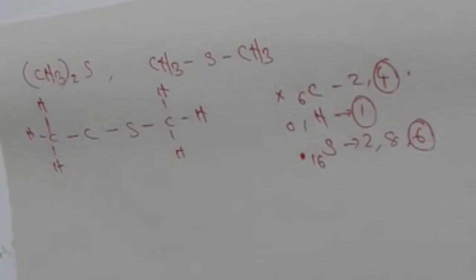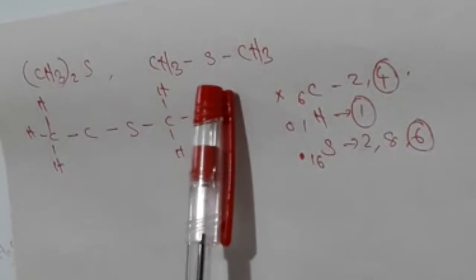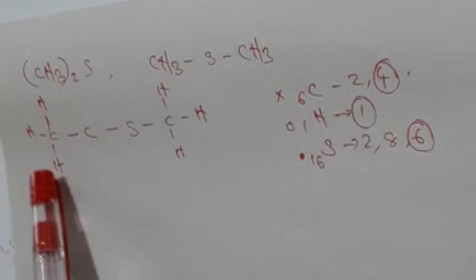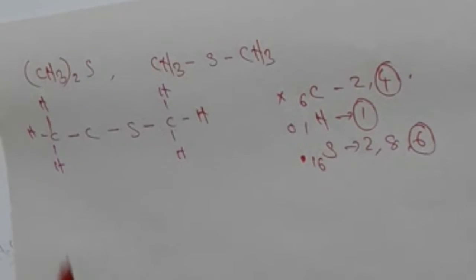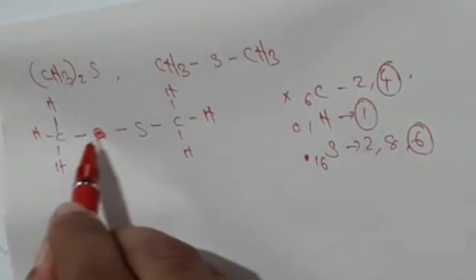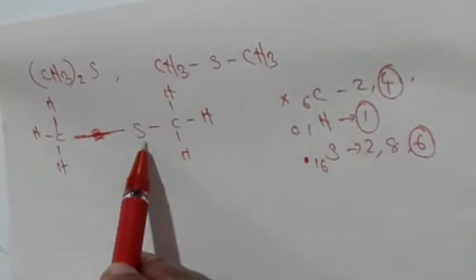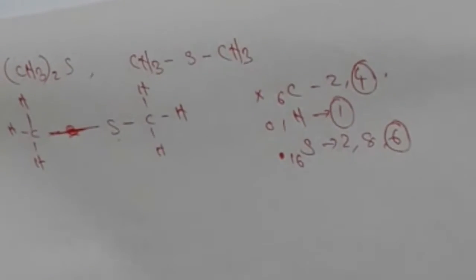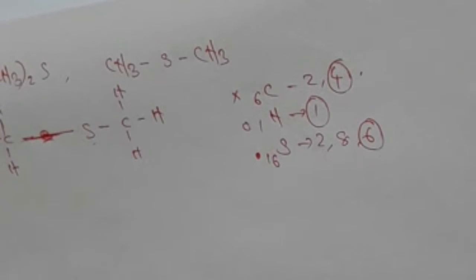Look over here. It is given CH3 twice, which means there are two CH3 groups: CH3, sulfur, CH3. We can draw it like this. CH3 means carbon with 3 hydrogen, then directly bonding with sulfur, again carbon with 3 different hydrogen. So these are the 3 different elements here: carbon, hydrogen, sulfur.